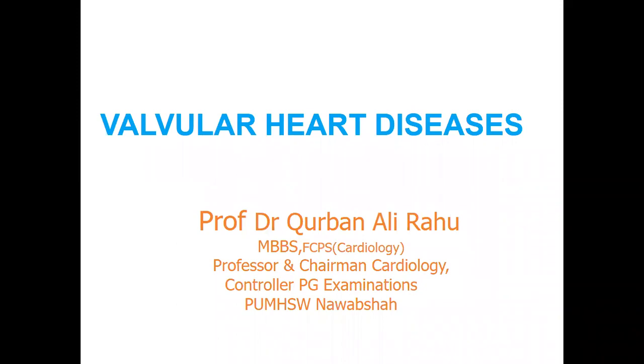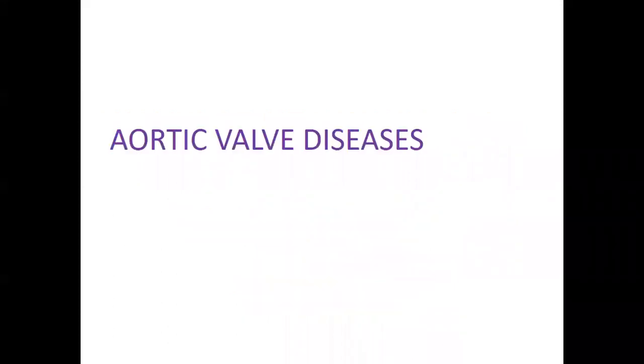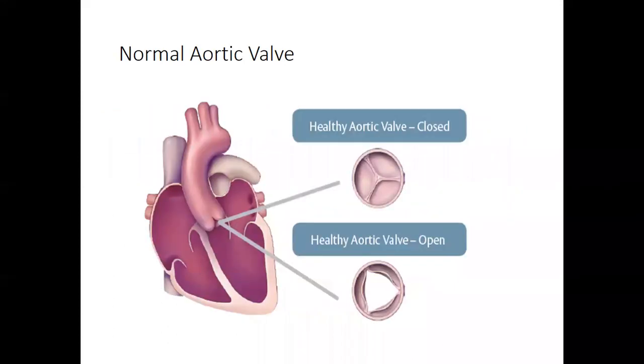So first of all, we will start with aortic stenosis, and in our last slides we will cover aortic regurgitation. So, you know, the aortic valve is placed between the left ventricle and the aorta. The left ventricular blood is ejected through the aortic valve into the aorta and then the systemic circulation.